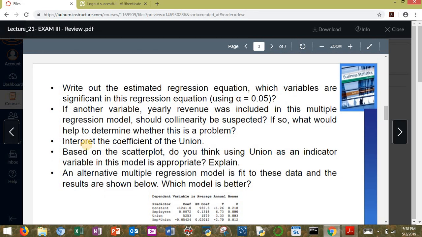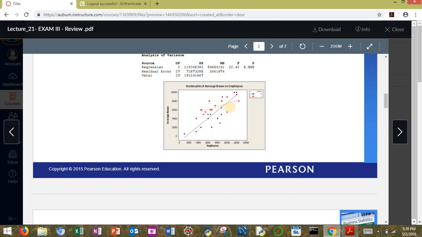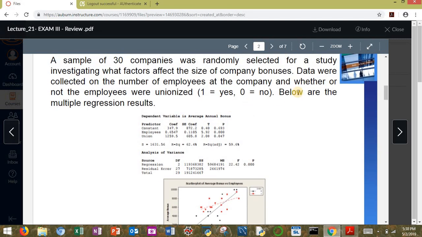Then question number 3 is to interpret the coefficient of union. So what we want to do is go back up to our table, and here are our coefficients, and this is the coefficient for union. We'll use our multiple regression equation to interpret this. One thing that is important to note is that in the problem, we were given a choice of 1 if we were unionized and 0 if we were not unionized.